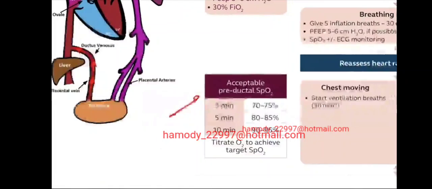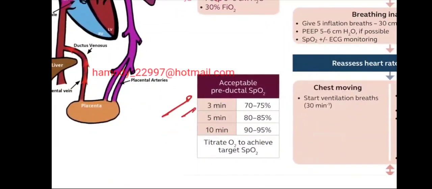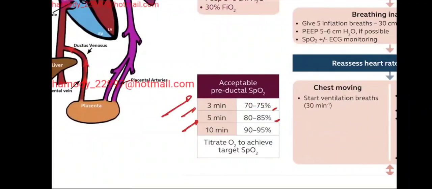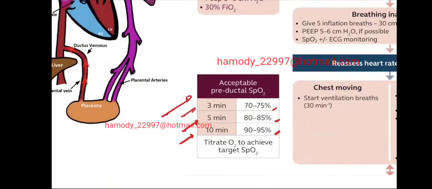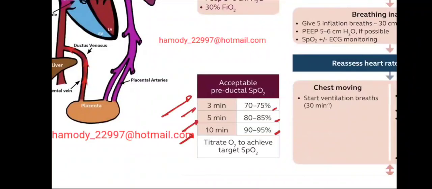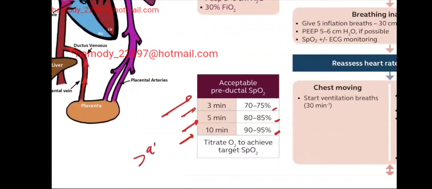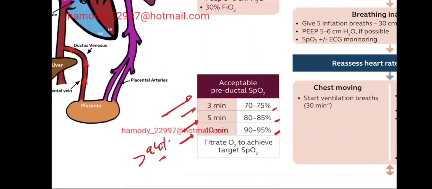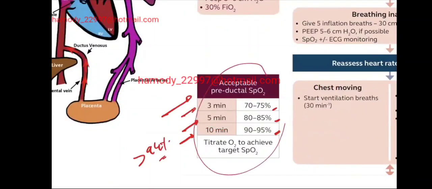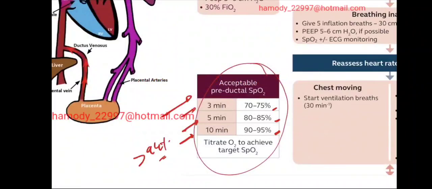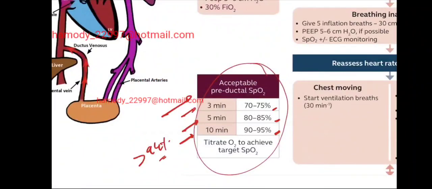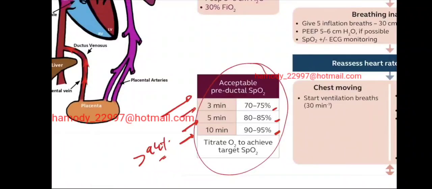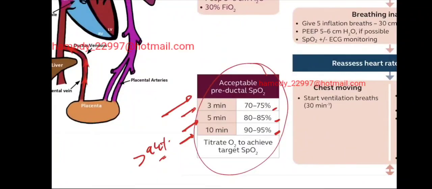In the right upper limb, SpO2 at 3 minutes acceptable is 70 to 75. At 5 minutes acceptable is 80 to 85. At 10 minutes acceptable range is 90 to 95. After 10 minutes, like a normal human being, acceptable is more than 94%. So you need to titrate the oxygen you're giving to achieve these SpO2 targets. Not at 3 minutes are you targeting 98%. No, you should target around 70 to 75. At 5 minutes, 80 to 85. At 10 minutes, 90 to 95. That is what you need to target.